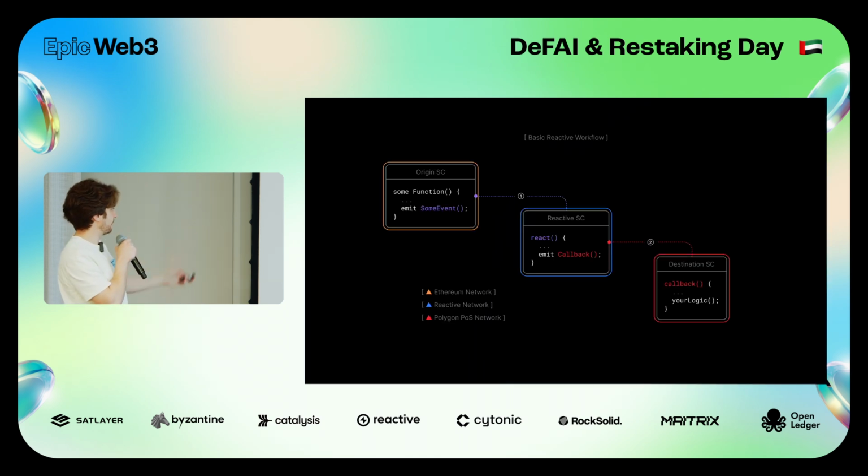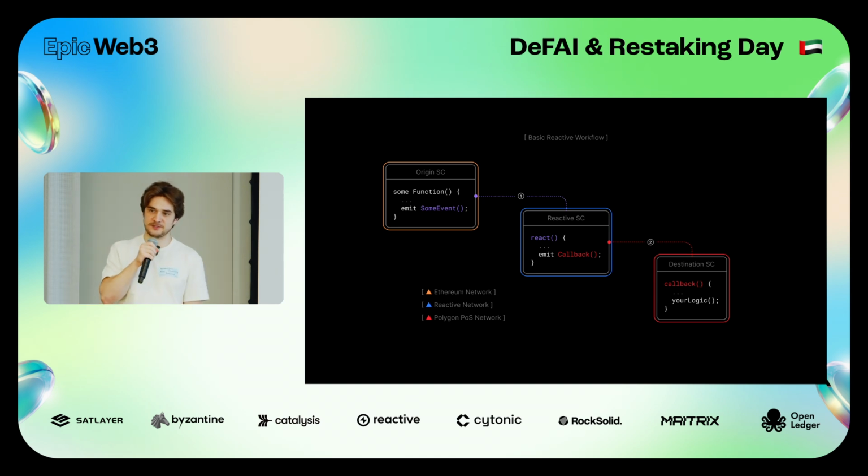This is a general scheme of how it works. We have an origin smart contract on the left, which is yellow, a reactive smart contract in the middle, which is blue, and the red one is a destination. Some event happens on the origin smart contract, the reactive smart contract sees that, then it executes the logic that you describe in it, basically in Solidity.